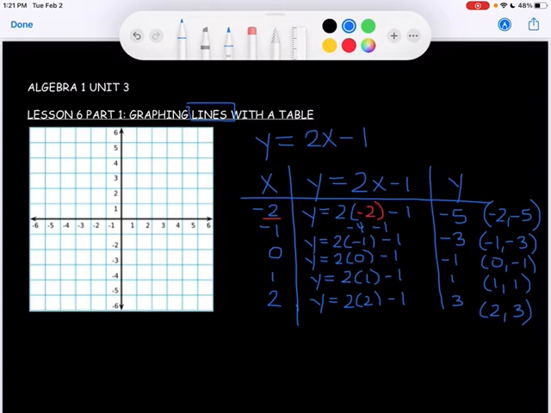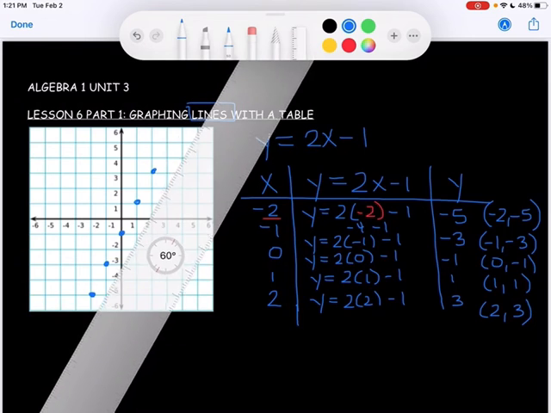So now I'm going to come over to the graph and plot these. For -2, -5, remember you start at the origin. I'm going to go left 2 and down 5. So my ordered pair -2, -5 is right there. -1, -3 is here. 0, -1 is here. Then we've got 1, 1 here. And 2, 3 here.